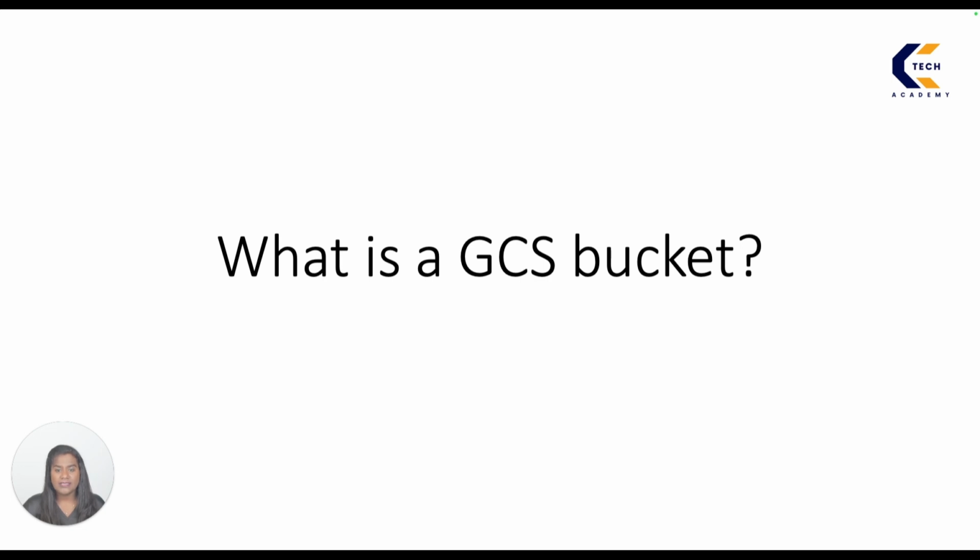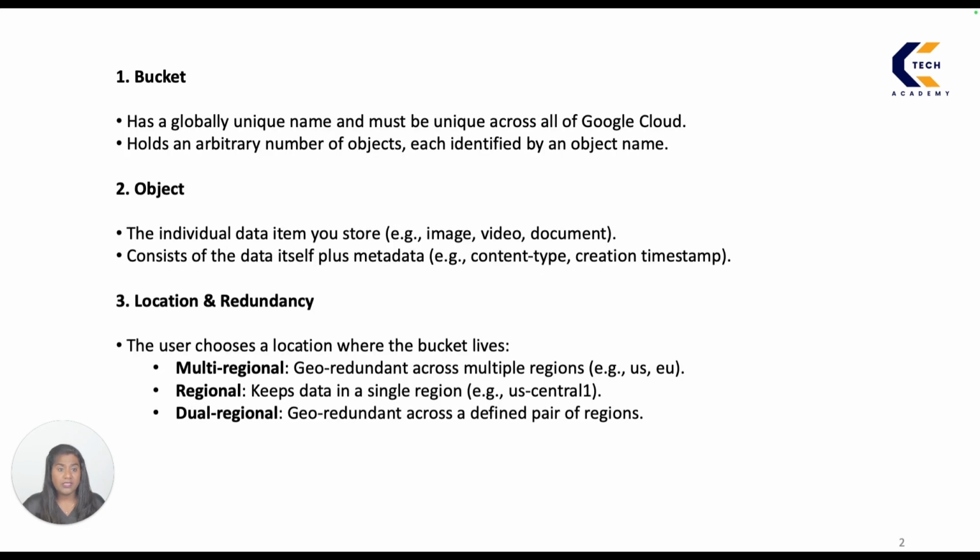What is a GCS bucket? A GCS bucket has a globally unique name and must be unique across all of Google Cloud. It holds an arbitrary number of objects, each identified by an object name. Objects are individual data items you store. It consists of the data itself plus metadata.